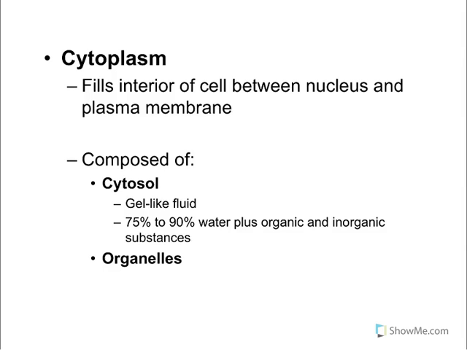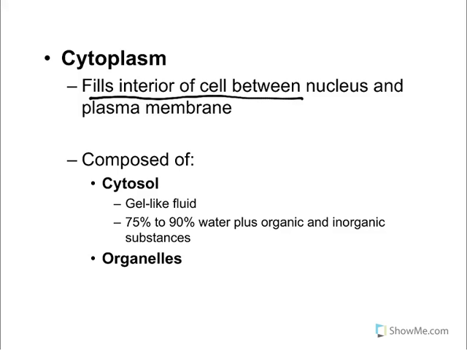Okay, so let's take a look a little bit more at what's inside the cell. We looked at the plasma membrane the last time, so let's keep on moving. The next thing that we can find inside of our cell is the cytoplasm. The cytoplasm is what literally fills the interior of the cell.